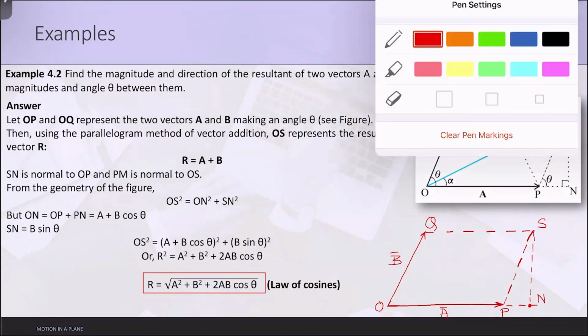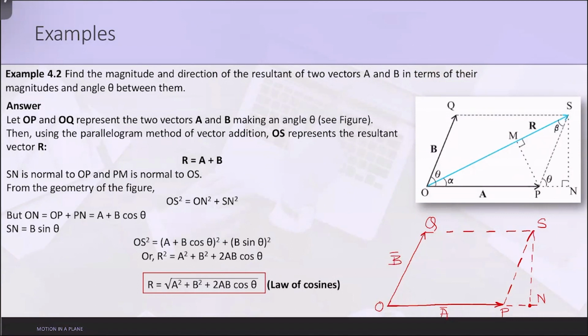Similarly, this was the resultant vector R, and here also we made a perpendicular, which was PM. So this was also perpendicular. Fine. Next thing is now for the geometry of the figure.